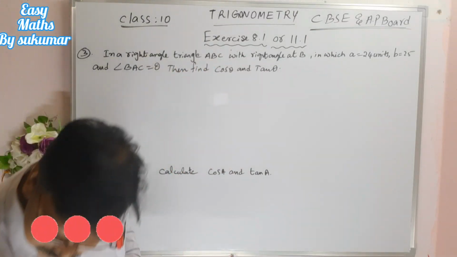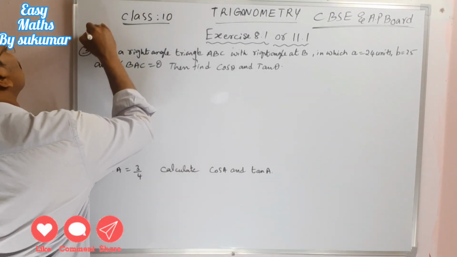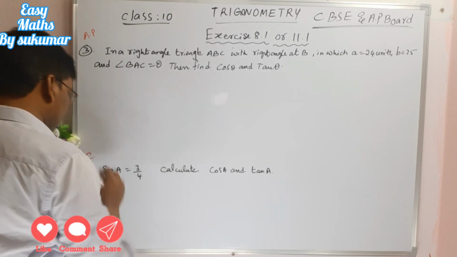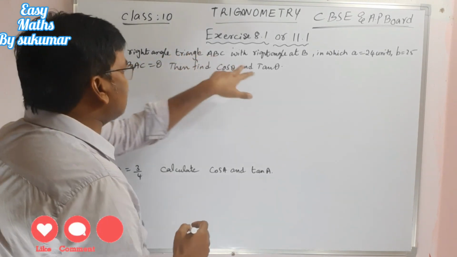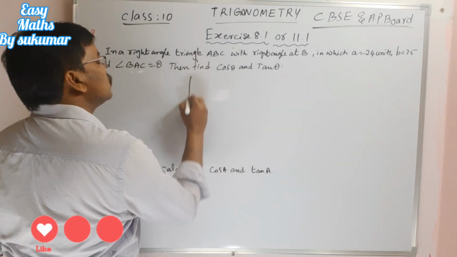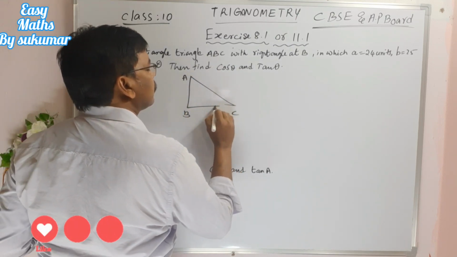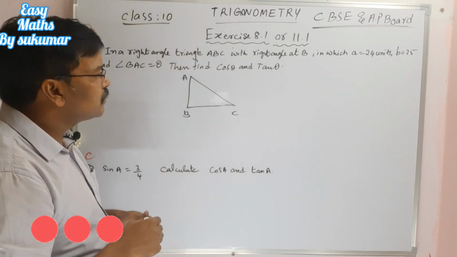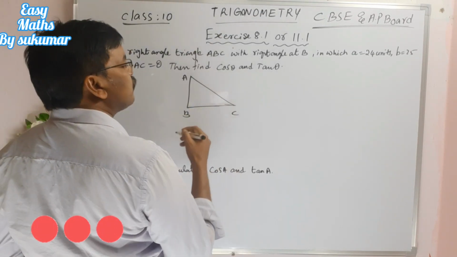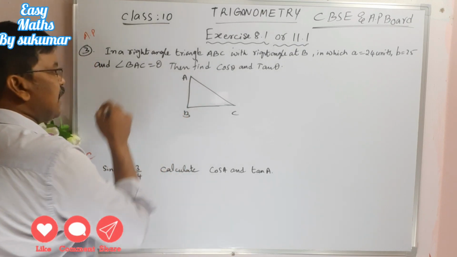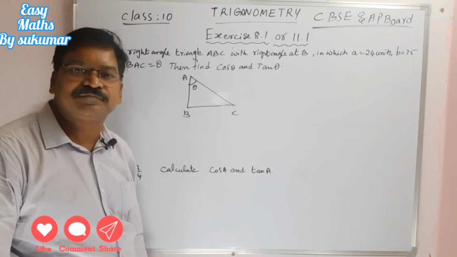Here is the third question for AP board students, and this is also the third question for CBSE NCERT students. In a right angle triangle ABC with right angle at B, take the right angle triangle, my dear students, ABC, in which small a is equal to 24 centimeters, small b is 25 centimeters, and angle BAC is theta.